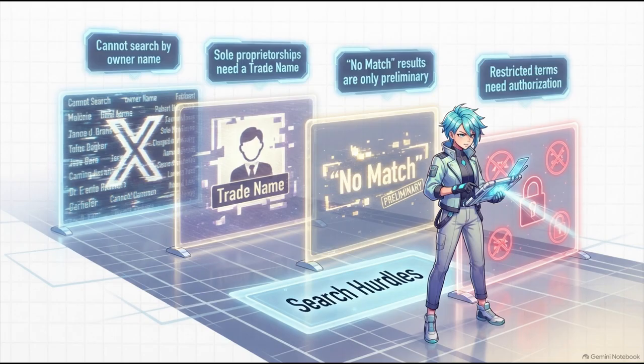Third, if you're an entrepreneur checking to see if a new name is available and you get a no-match result, don't pop the champagne just yet. That's a preliminary signal. The Secretary of State always has the final say upon reviewing your actual filing to ensure the name is truly distinguishable. And lastly, just be aware that restricted terms, like the word bank, require special authorization from other state agencies before you're legally allowed to use them.